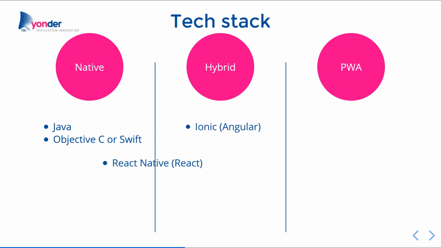For a hybrid, the most popular out there are Ionic and React. Now I put React Native there in the middle because they actually deliver a native app, while Ionic delivers something that works through middlewares. We're going to talk about that in a few minutes, but let's just keep that in mind. For PWA, I called it JavaScript whatever.